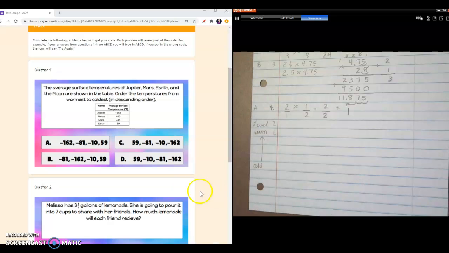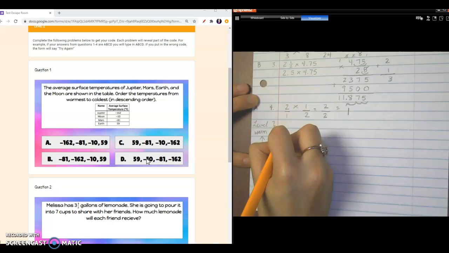So looking at my table, which one would be the hottest? Which would be a positive number. So that leaves me with C and D. And then C says negative 81 and D says negative 10. So which one of these would be the warmest? And that would be negative 10 because negative 81 would be lower, so it would be colder than negative 10. So the answer would be D.